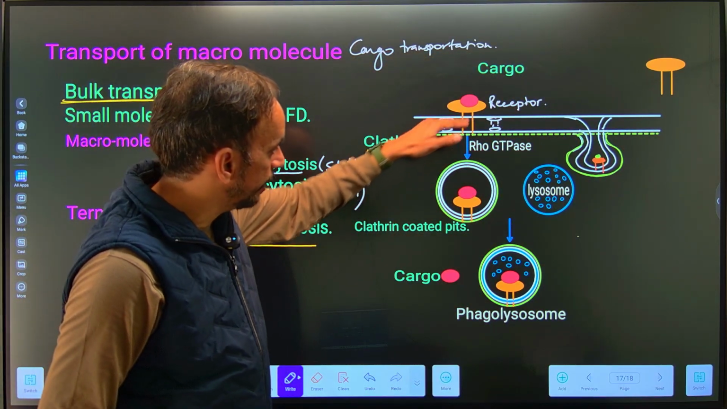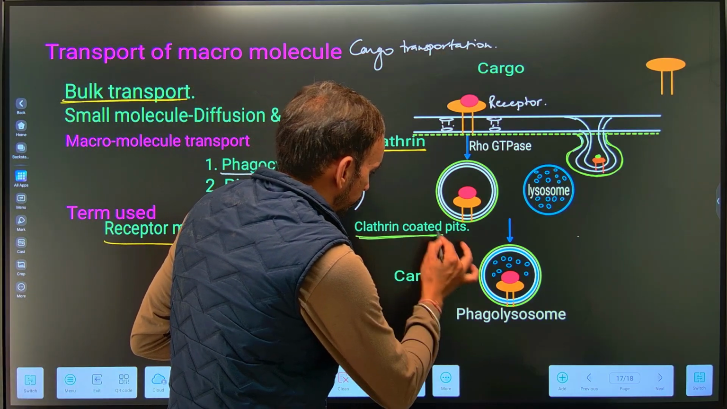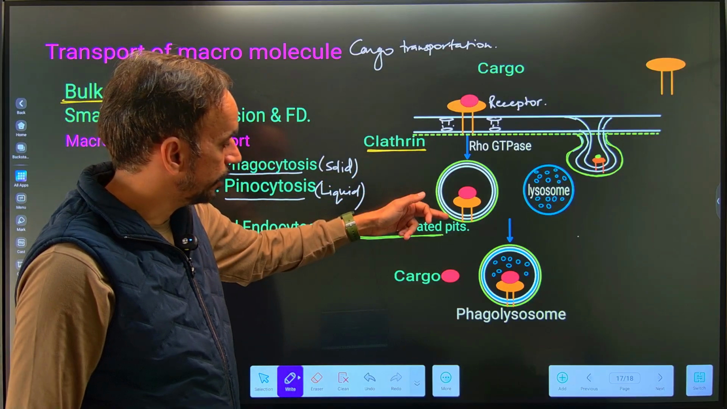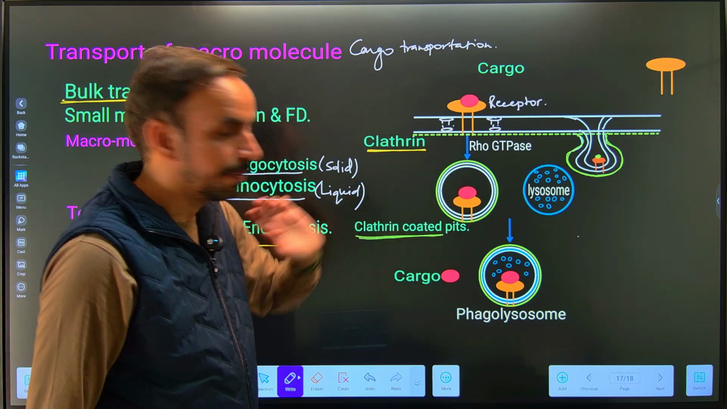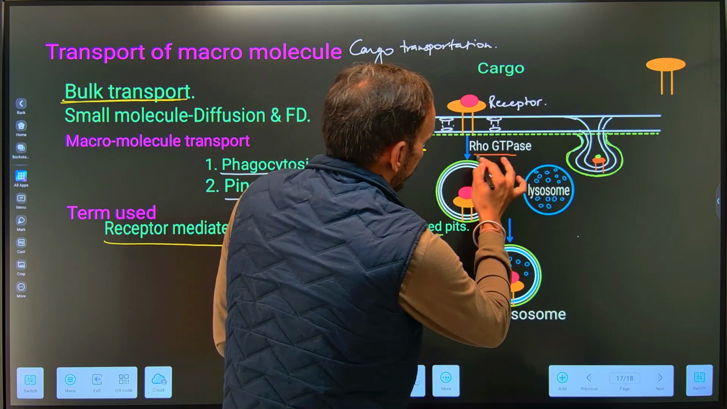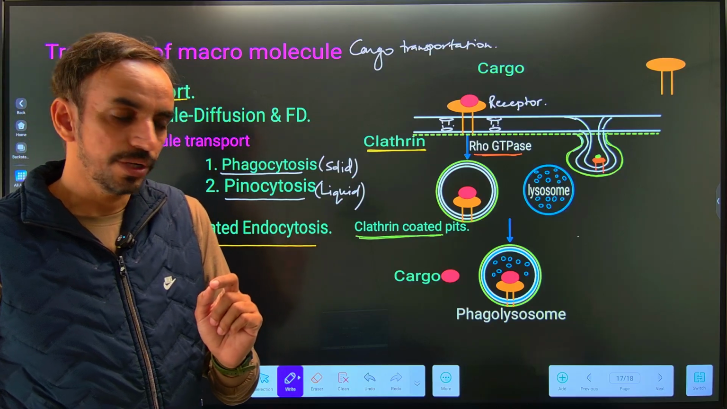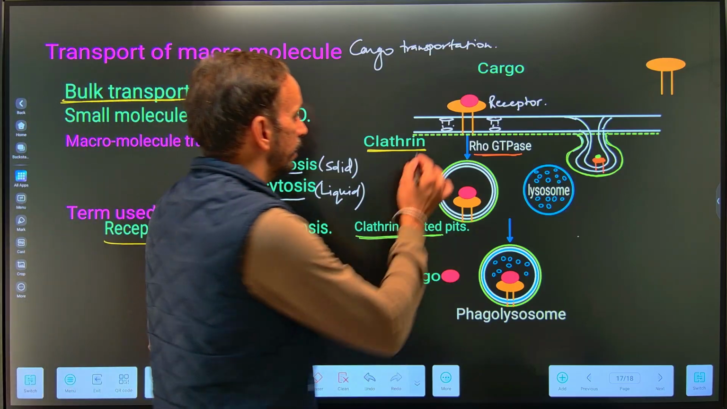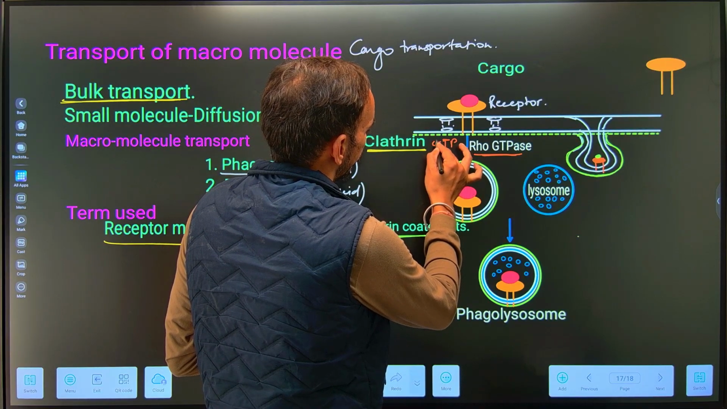It will get detached from the outer membrane in the form of a clathrin coated pit. Now for this detachment, we are having the functioning of a small class of G protein which is called Rho GTPase. It utilizes the energy in the form of GTP.